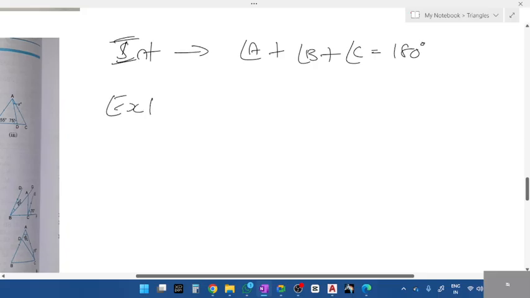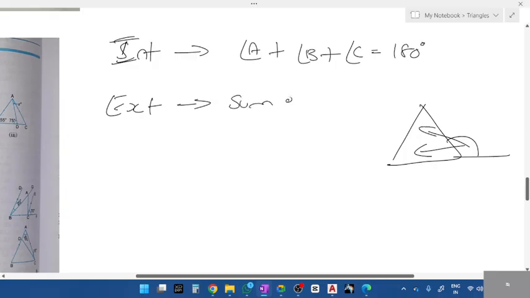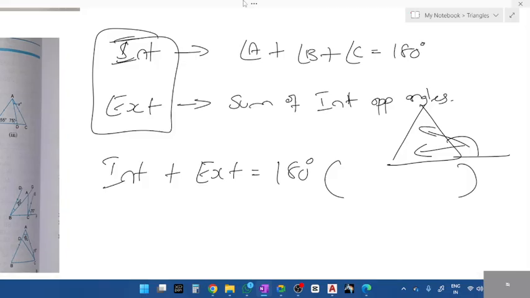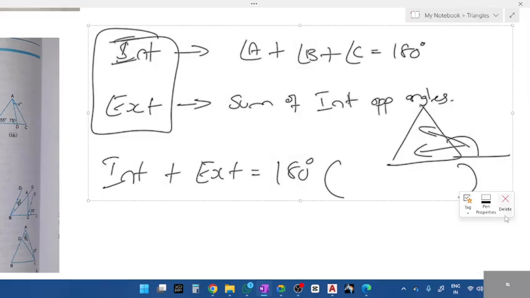For exterior, if I want to directly find exterior, it is the sum of interior opposite angles. No, no, interior, inside opposite, right? Interior opposite. Then what's the other formula which unites both: interior plus exterior should be equal to 180 degrees. And for that reason you have to write straight line. Only if it is a straight line, you'll have interior plus exterior equal to 180 degrees. So one formula for interior, one for exterior, one formula for both together.